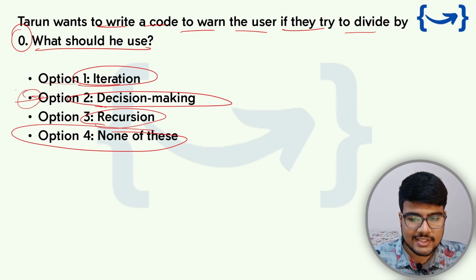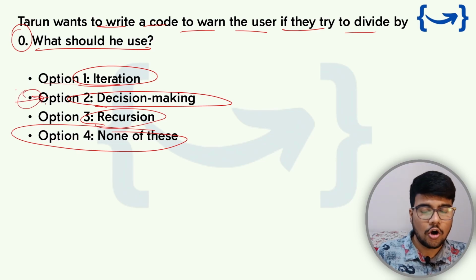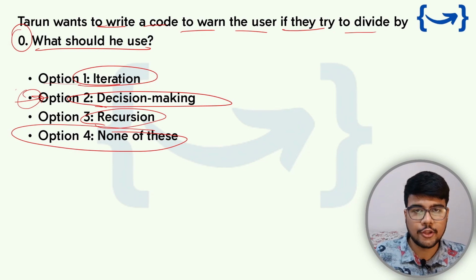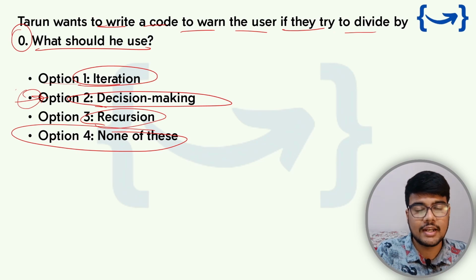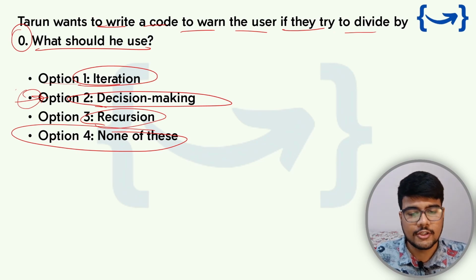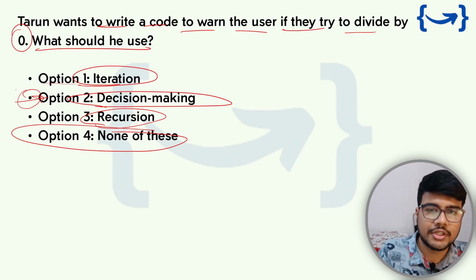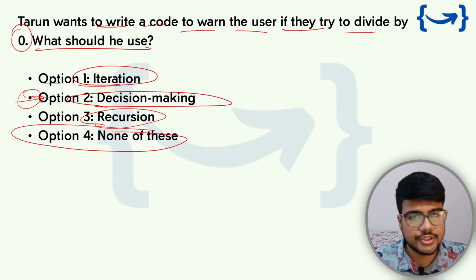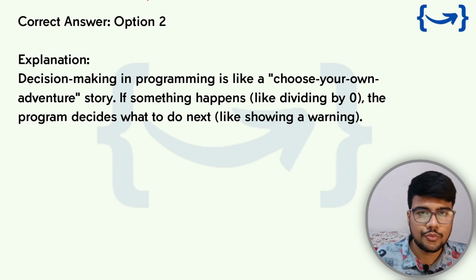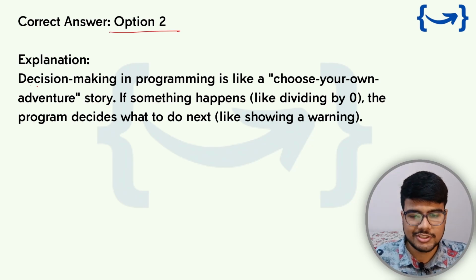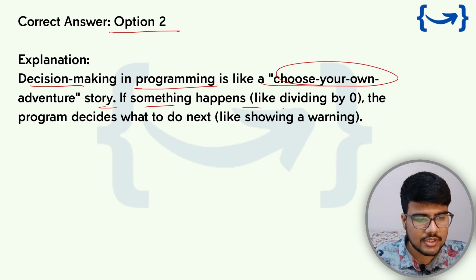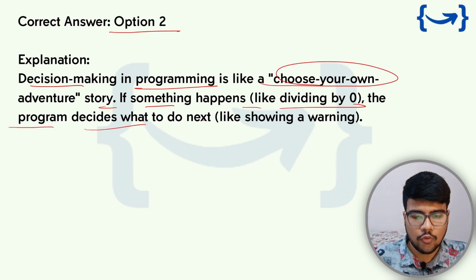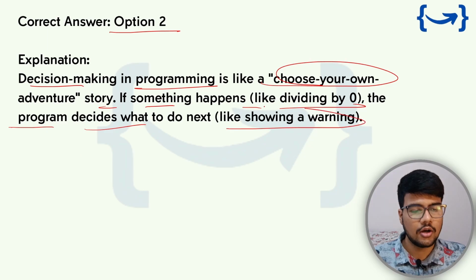Option 2 makes sense, where you decide or discuss what the scenario will be if the user is dividing something by 0. Do we need to put some error in a positive manner, like not stopping the progress but letting the user know you are going the wrong way? So for decision making, you can use if-else statements, try catch statements or switch cases. It's totally up to you. So option 2, where you should use decision making thinking. Decision making in programming is like a choose-your-own-adventure story. If something happens like dividing by 0, the program decides what to do next, like showing a warning.